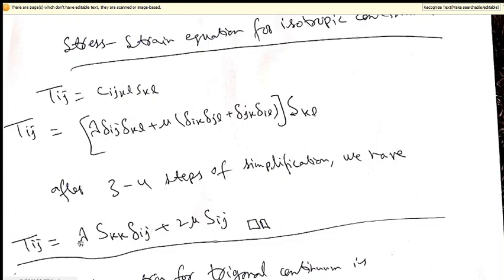This is lambda Skk delta ij. What is Skk? This is basically strain S11 plus S22 plus S33, and delta ij, you know what the values of delta ij are. This is 2 mu Sij. Again, this is strain Sij.